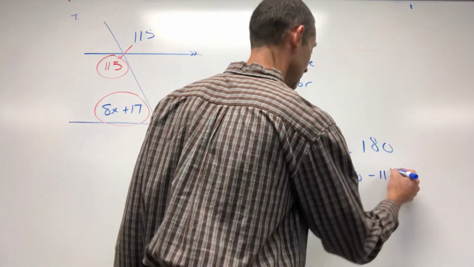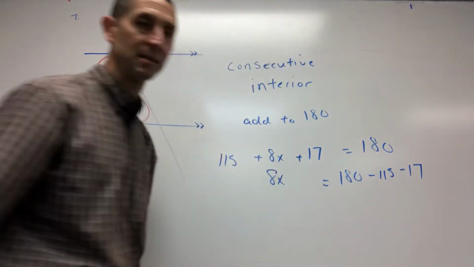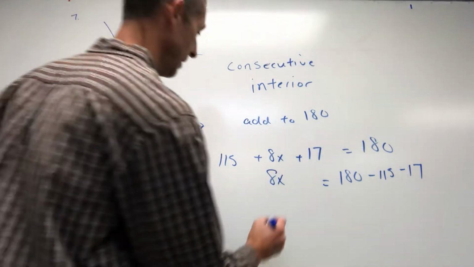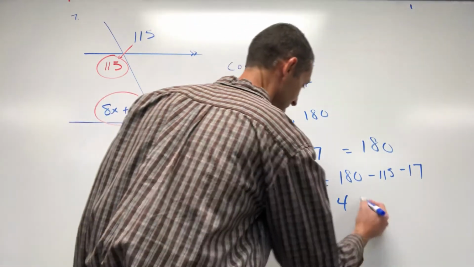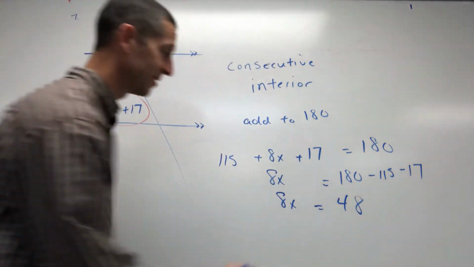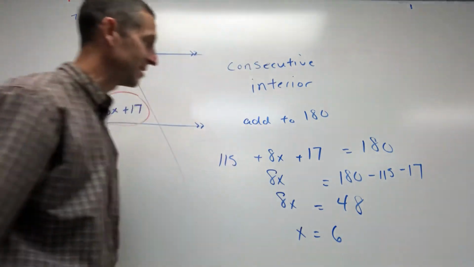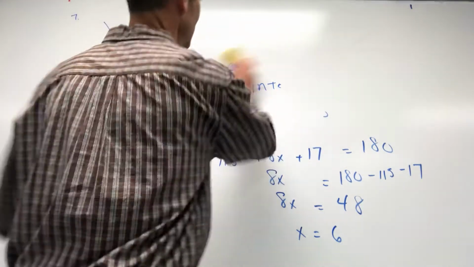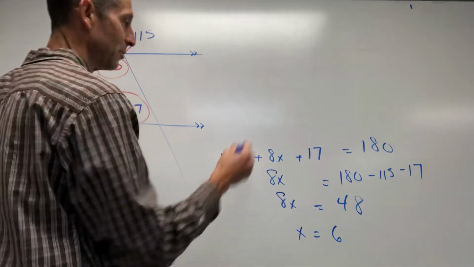Let's do a little bit of algebra here. What is that? Minus 115 minus 17. I think that's 48. Yeah. And then you've got something you can work with. You've got 8x equals 48, x equals 6, and now we're in business. We can just come back and plug this in. Now we know what we're doing.